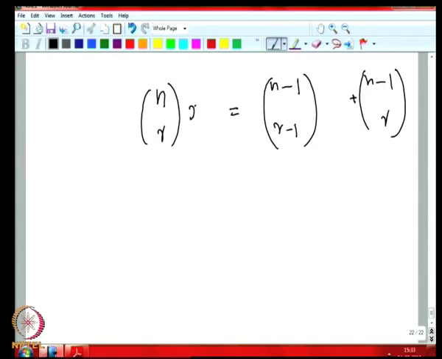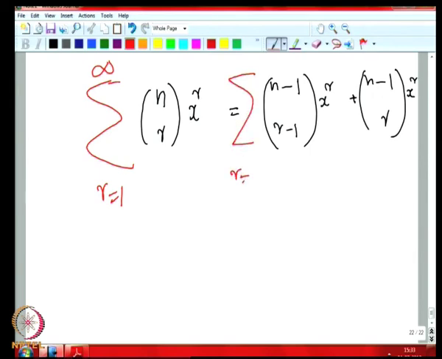Now, we can multiply by x raised to r everywhere, that is not a problem. Then after that we sum. Here we sum only from r equal to 1 to infinity, because the recurrence relation itself is valid only for r greater than or equal to 1. We cannot sum from r equal to 0, because when r equal to 0, this equation we wrote is not correct. So, this will also go from r equal to 1 to infinity, and here this also will go from r equal to 1 to infinity.